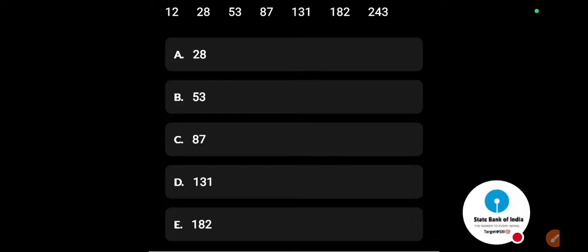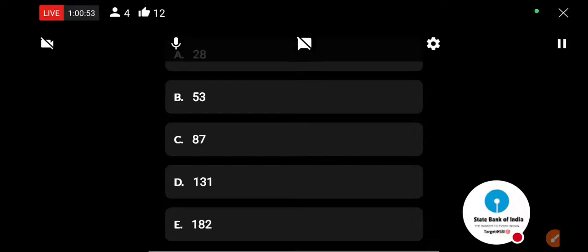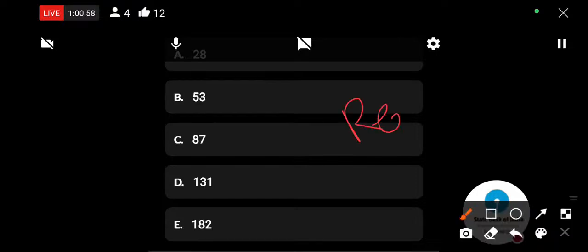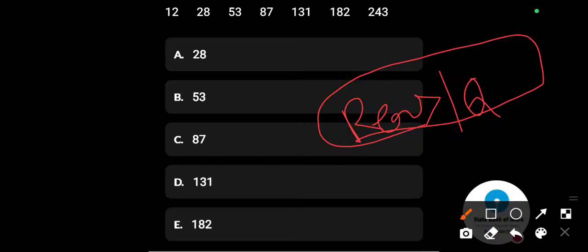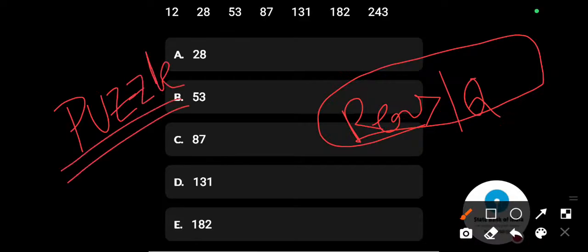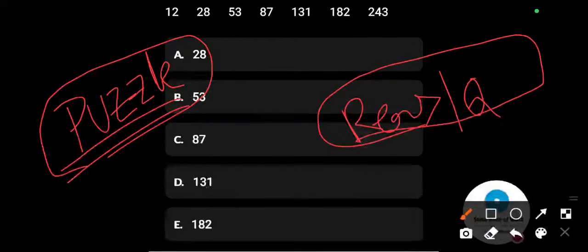Okay, fine. So in total we saw reasoning and quant sectional type questions today, but we didn't see the puzzles. On mobile, doing puzzles is a little hard; it is very difficult to make videos on puzzles on mobile. So please try to solve puzzles on your own using any sources.